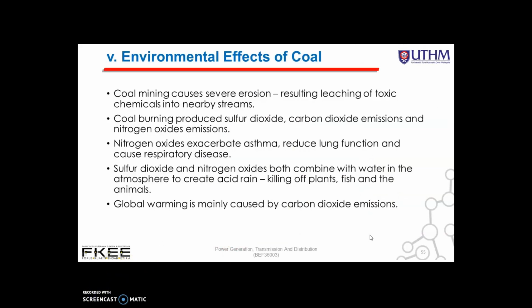Okay, there are several environmental effects from the coal power plant. First, coal mining causes severe erosion, resulting in leaching of toxic chemicals into nearby streams. Secondly, coal burning produces sulfur dioxide, carbon dioxide, and nitrogen oxides emissions. Nitrogen oxides will exacerbate asthma, reduce lung function, and cause respiratory disease. Next, sulfur dioxide and nitrogen oxides both combine with water in the atmosphere to create acid rain that will kill off plants, fish, and animals. And finally, global warming is mainly caused by carbon dioxide emissions.